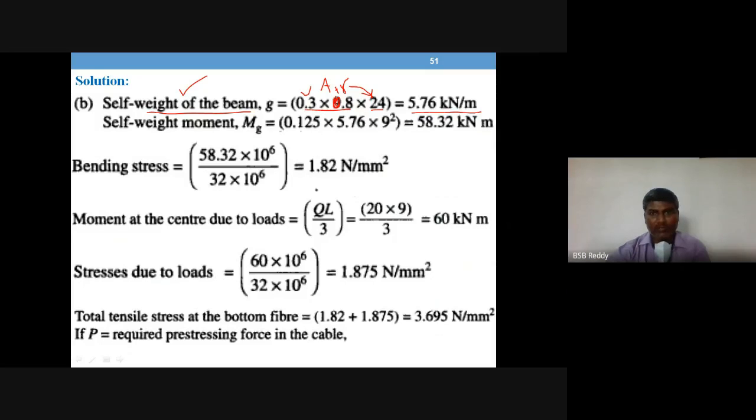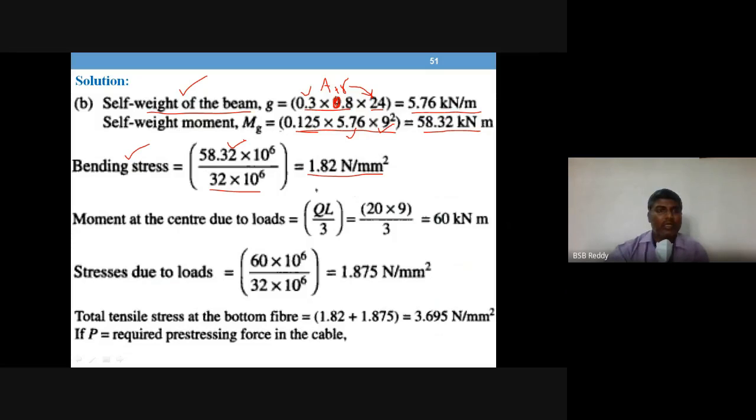Then bending moment WL square by 8 at center. W into L square, that is 9 by 8, means 0.125. That is coming around 58.32 kilonewton meter. Now stress from this bending moment, M by Z. M divided by Z will be giving you 1.82 Newton per mm square.